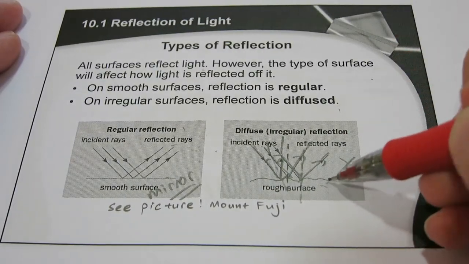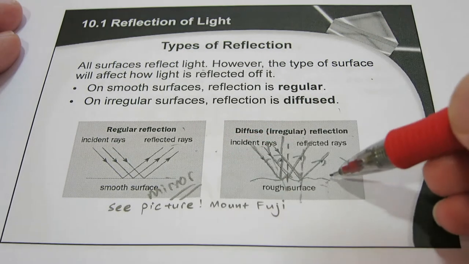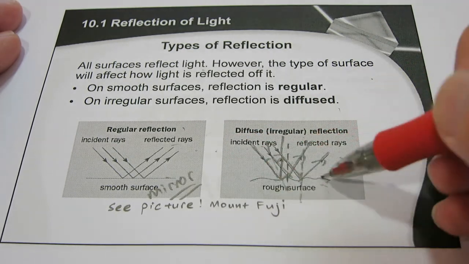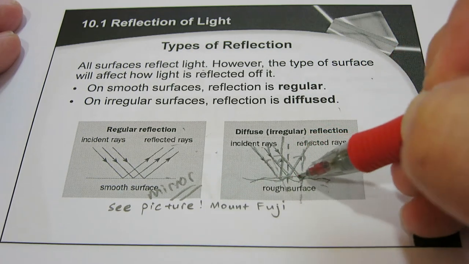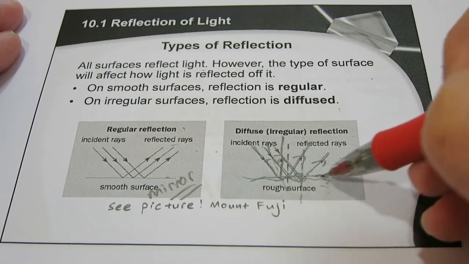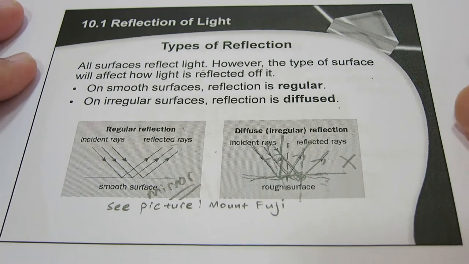One way in which you can change this to this is polishing. That's why sometimes in the army, they make you polish your boots and they become very shiny. What you are doing is filling in the gaps here, making it a smooth surface, so then regular reflection can occur.